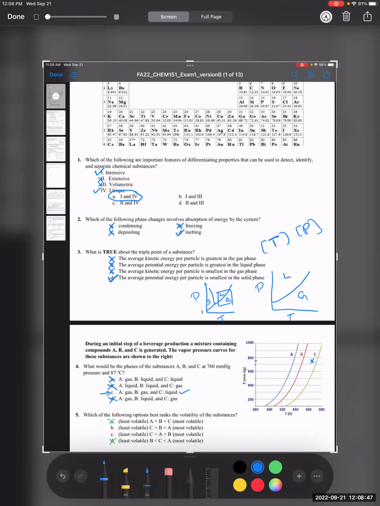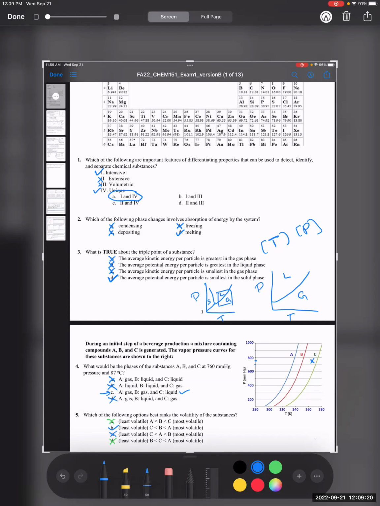Okay, and then between B and C. C has the lowest volatility, but then A has to have the highest volatility because A has the weakest attractive interactions, since it has the highest vapor pressure at any given temperature. Therefore, option B seems to be the correct answer. Let's see, so B is in the middle. I mean, B cannot be in an extreme. So that's another way of eliminating option C. Okay, so that is that.